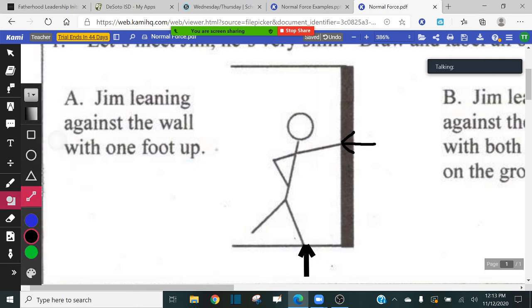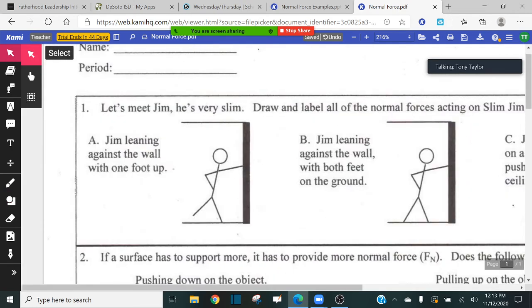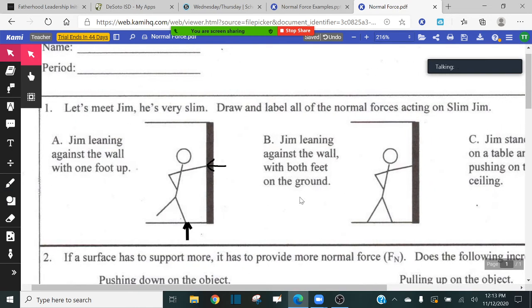Should have drawn that smaller, but you guys get the point. So there's 2 normal forces here. And that makes sense, right? Because he pushes down on the floor with his foot, and the floor pushes back on his foot. That's Newton's third law. So that's how your normal forces should look.